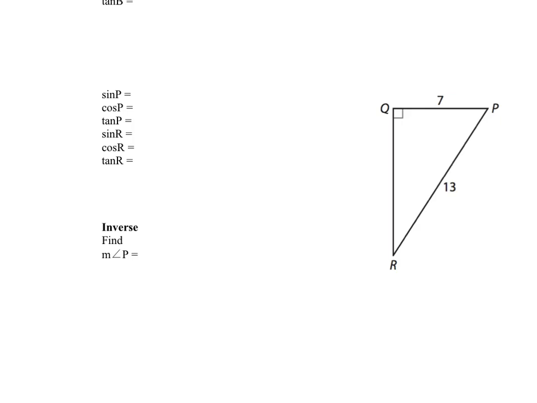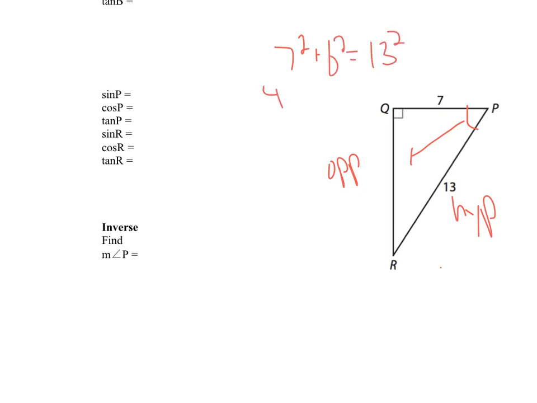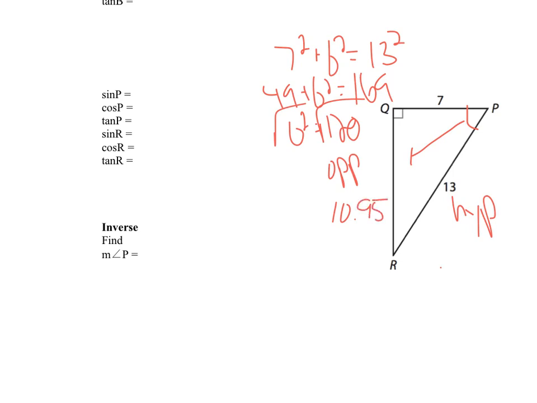All right, so let's look at another problem. We're looking at sine of P. Sine is going to be opposite over hypotenuse. In this case, we don't have our opposite, so we can find it using the Pythagorean theorem: 7 squared plus b squared equals c squared. So that's 49 plus b squared equals 169. B squared now equals 120. And then we take the square root. So our opposite is the square root of 120, which is 10.95. So then my sine of P is going to be 10.95 over 13.